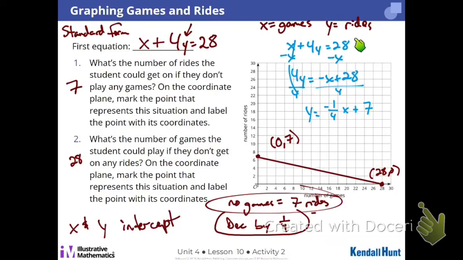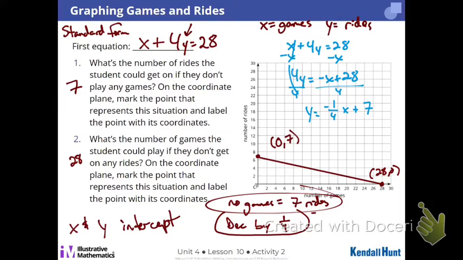7 rides. So now my whole equation is set equal to the number of rides. It's in terms of rides, right? Over here, it was set equal to total money. Do you guys see that it's set equal to something different now? So really what this says is the number of rides is equal to losing a fourth of a ride for each game plus $7. Kind of cool, huh? So same equivalence, it just tells us a little something different.